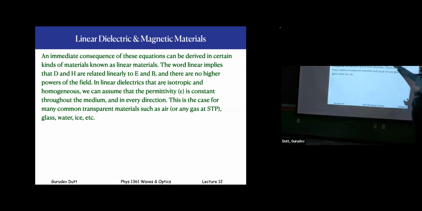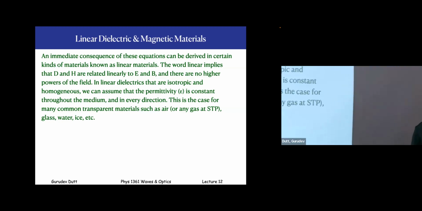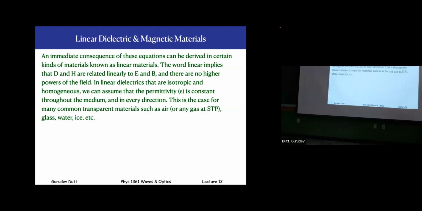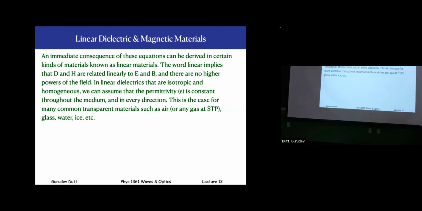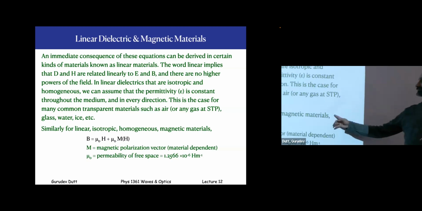But most of the time, we are looking at isotropic and homogeneous media, like water or glass, air, gases. All of these can typically be assumed to be isotropic and homogeneous. We can assume the permittivity is constant throughout the medium and in every direction. And as I've just summarized over here, many common materials are in this category. And let me just finish.